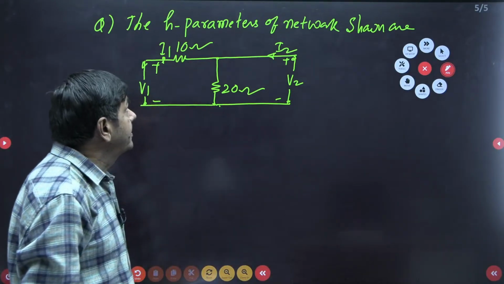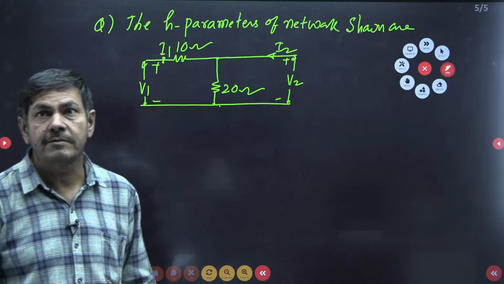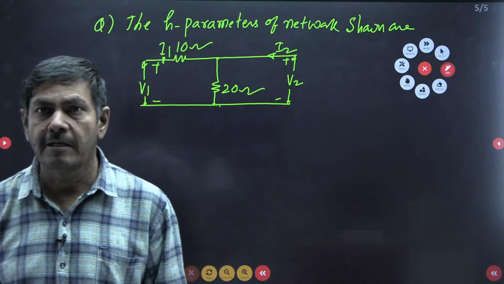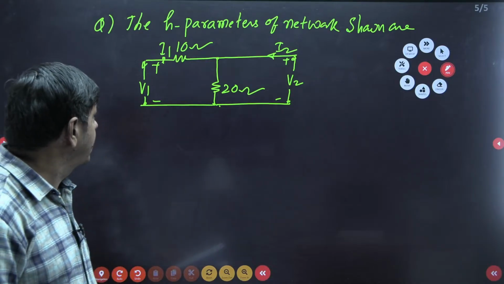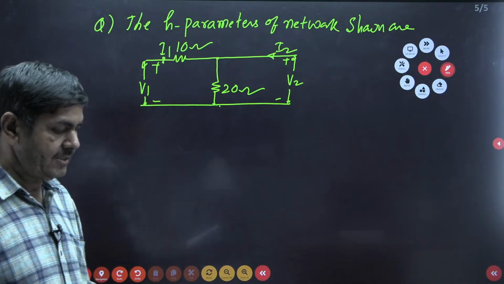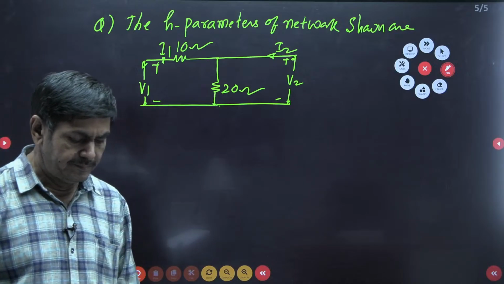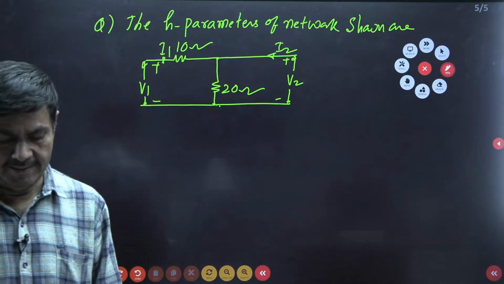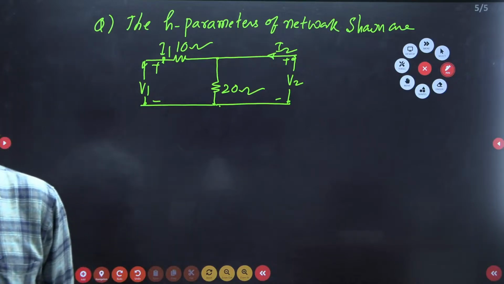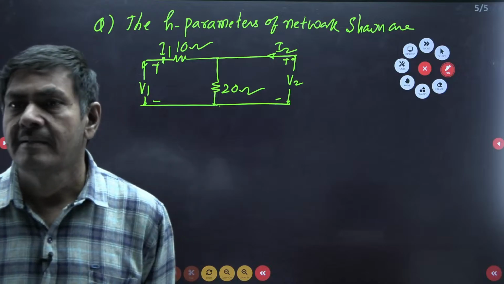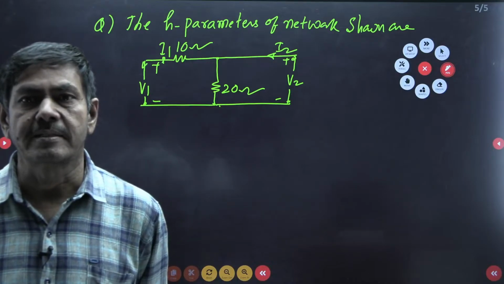Can anybody find the H parameters for the given network? Without my help, please complete this question. 20 ohms this side, 10 ohms that side, given. Yes, you can try directly. What way can we get these values? Please start doing this question.